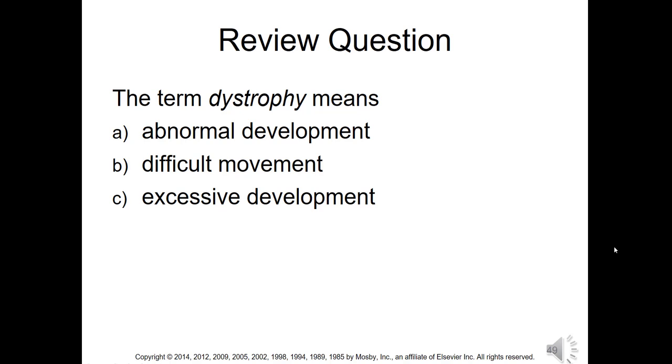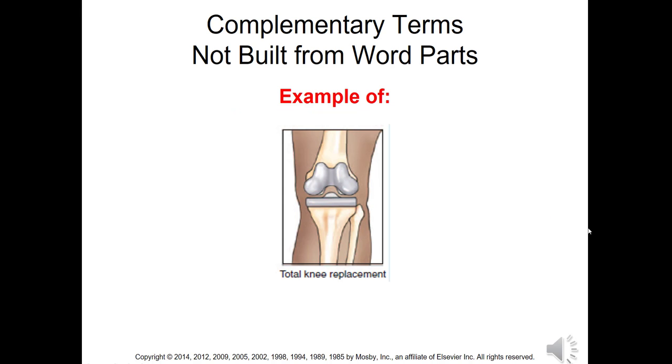All right, so the term dystrophy means what? Well, trophy means nourishment or development, and dys is abnormal. So the obvious answer would be abnormal development. Excessive development would be hypertrophy, and then difficult movement. If you know this, then say it out loud. I can't hear you, but you should be able to figure this out.